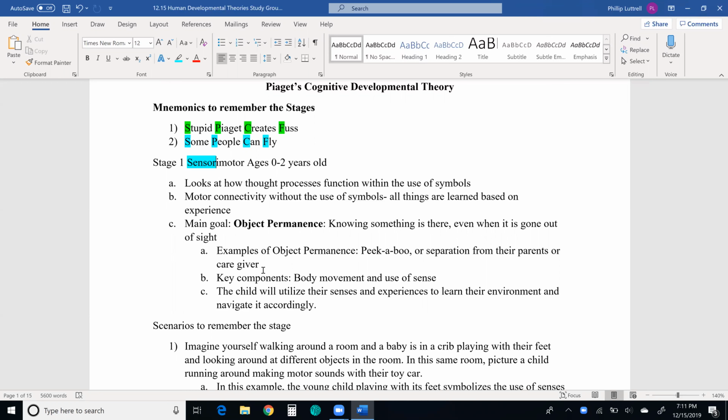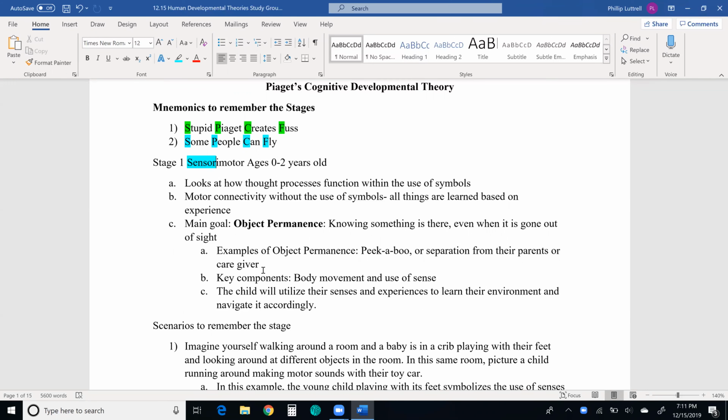So key components, as I stated, are body movements and the use of senses. Why? Because they're using their body movements to navigate the room and their senses to understand what is pleasurable or safe or what is dangerous or bad. The child will utilize their senses and experiences to learn their environment and navigate it accordingly. So if we take anything out of this, the first stage is them utilizing their senses and motor activity to get experience and exposure in the environment.